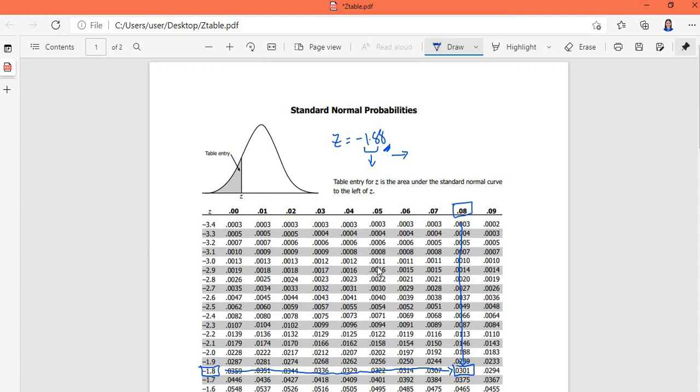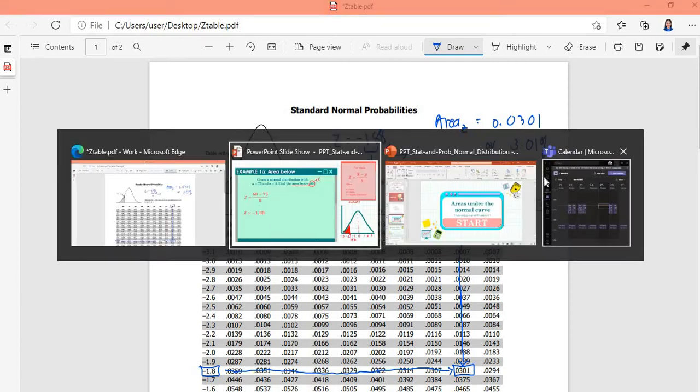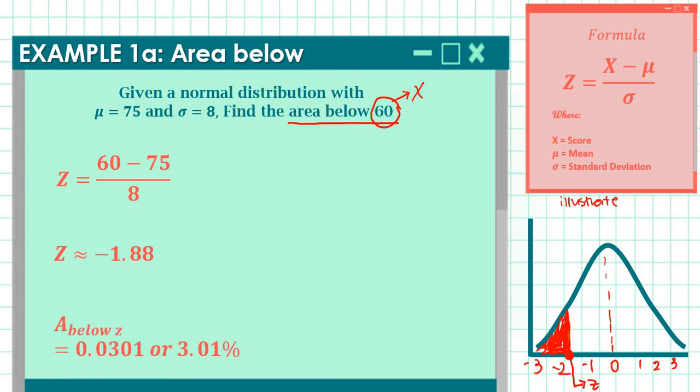So the area of z equals negative 1.88 is 0.0301, or in terms of percent, that is 3.01%. Hence, the probability when z is negative 1.88 is 3.01%. Going back to the presentation, it's also the same. So the area below negative 1.88 is 0.0301, or in percent, that is 3.01%. This area, therefore, is 3.01%.